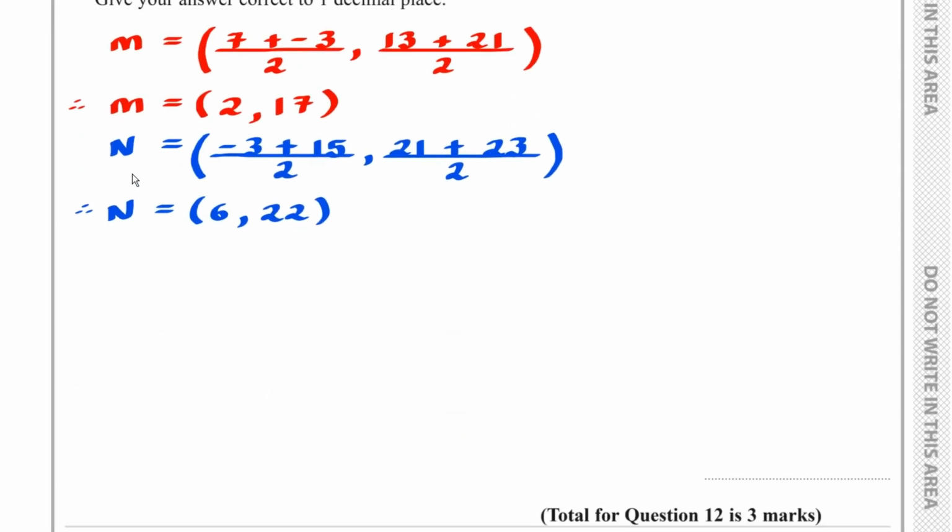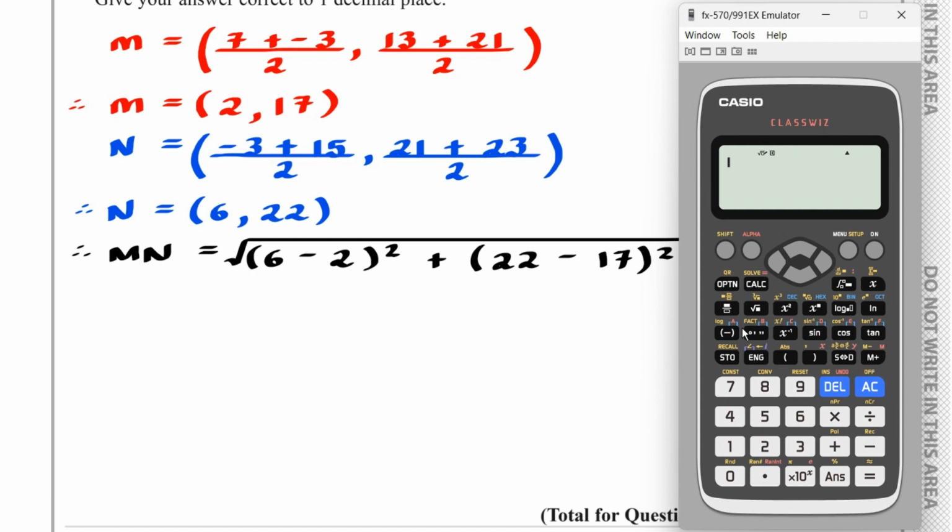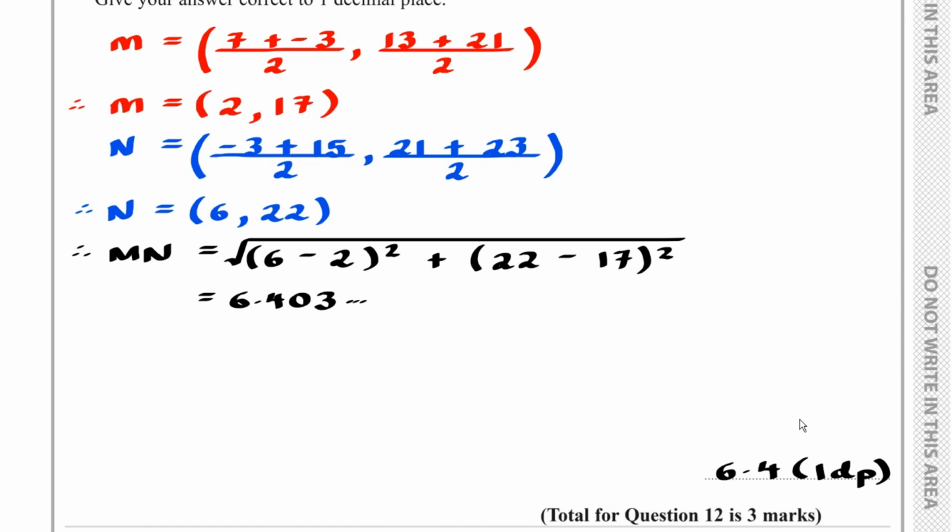So to find out the distance MN, that's equal to the square root of, now here we've got the difference in the x's, 6 subtract 2 squared, plus the difference in the y's, 22 subtract 17 squared. So if I work out what this is equal to, I've got the square root of 6 subtract 2 squared plus 22 subtract 17 squared, which is the square root of 41, which is 6.403, etc. So to one decimal place we've got 6.4.